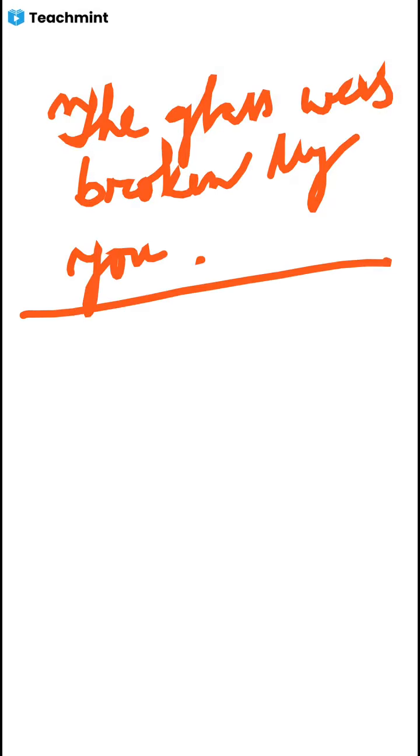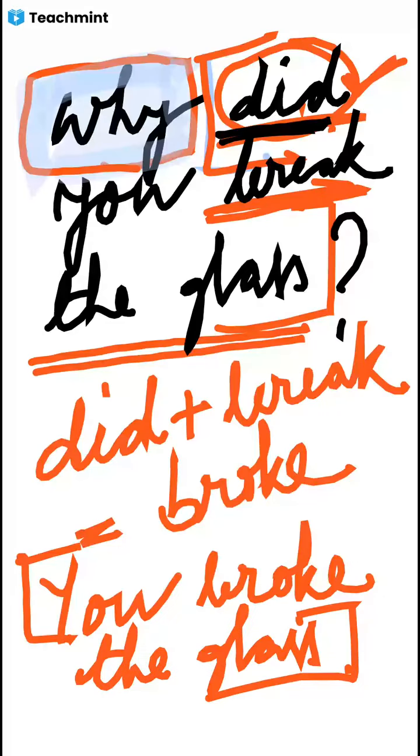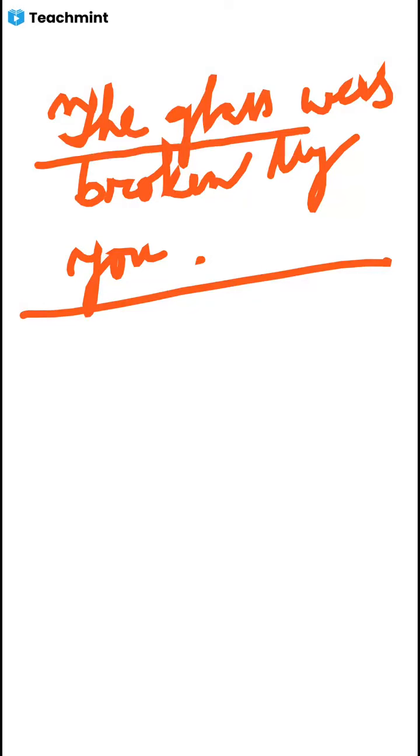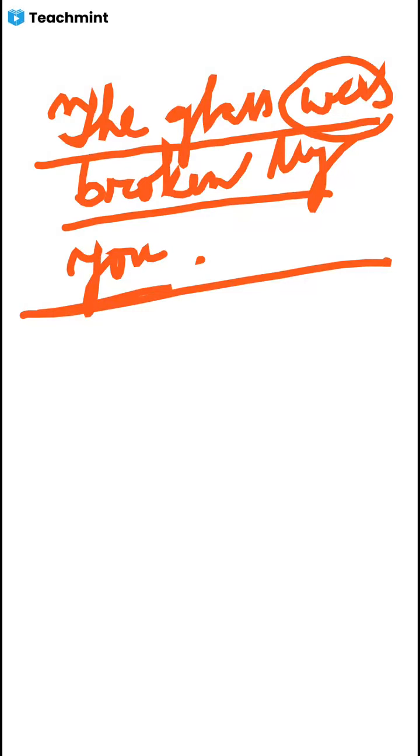This is the answer, but this is not our final answer because our sentence was something different: why did you break the glass? Interrogative. Now, whenever we write an interrogative sentence, whether it is active voice or passive voice, the helping verb should always go before the subject. In this passive voice, which is our helping verb? The glass was broken by you. Was is the helping verb.